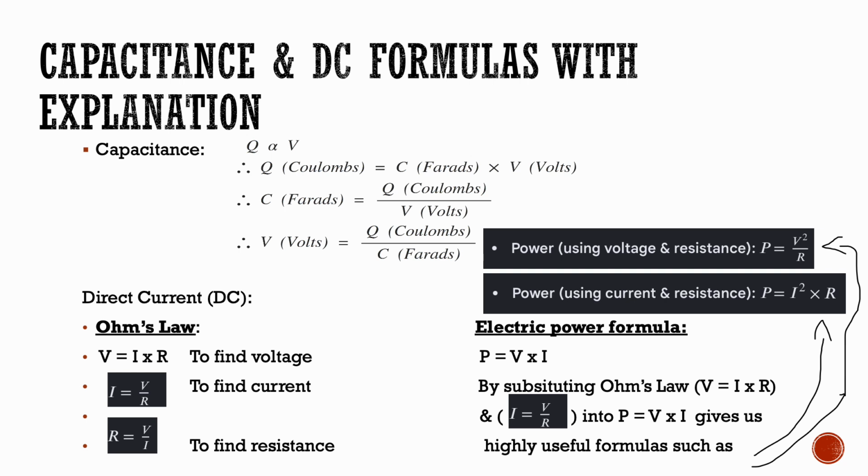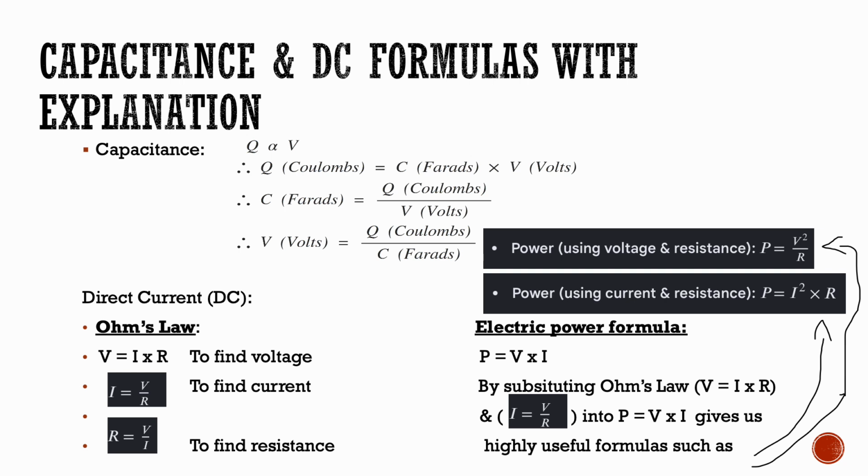On to the second formula, which is the direct current formula, also known as Ohm's law. This formula is V equals I times R, V being the voltage, I being the current, and R being the resistance. And that formula is used to find the voltage. We could rearrange this formula to find the current and the resistance. To find the current, we divide the voltage by the resistance, and to find the resistance, we divide the voltage by the current.